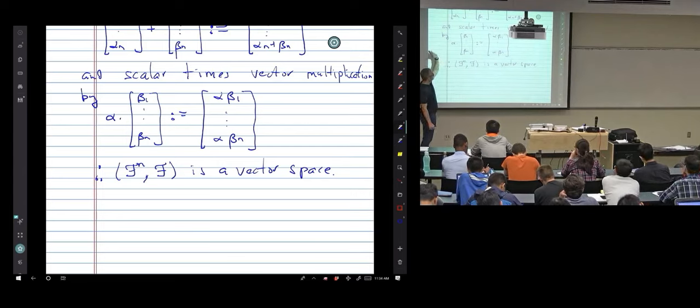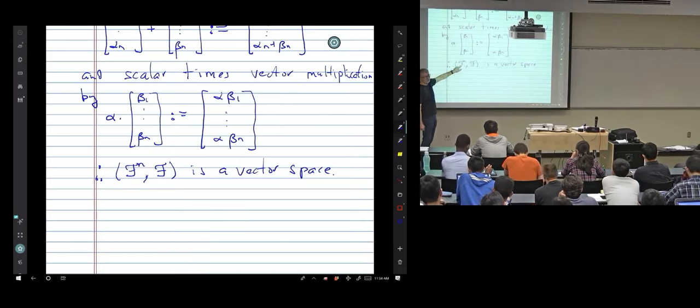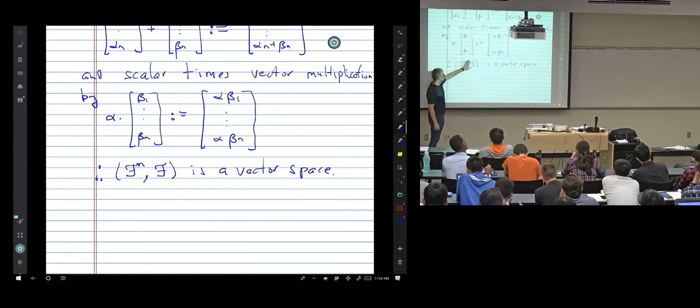So n-tuples with the obvious rules become a vector space, and I don't have to say it. I put R in here, I get R^n over R. I put C in here, I get complex numbers, rational numbers, any field you want to put in there.